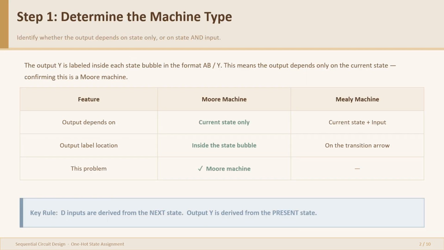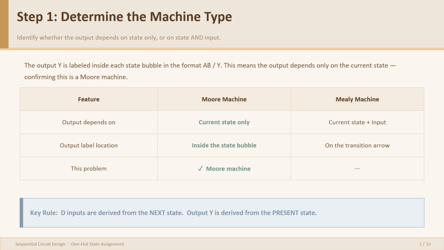Before we touch any equation, the very first thing we need to do is identify what type of sequential machine we are looking at. Take a look at the state diagram. Notice where the output Y is written. It appears inside each state bubble, right next to the state label, separated by a slash. For example, you can see state 00 written as 00/1, meaning the state is 00 and the output is 1. This placement is a key clue.